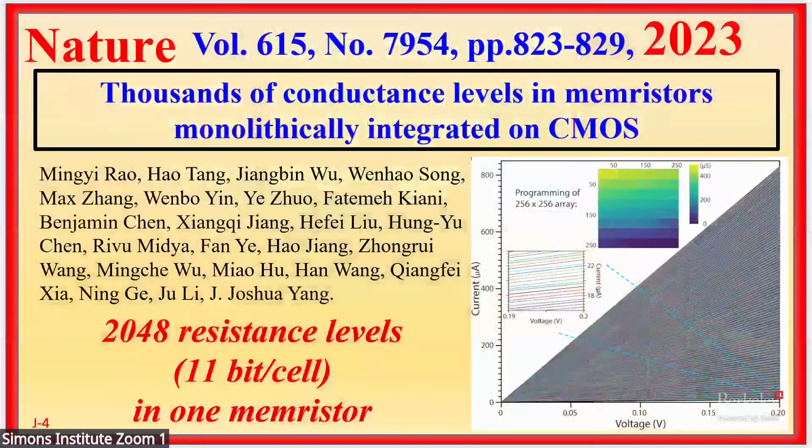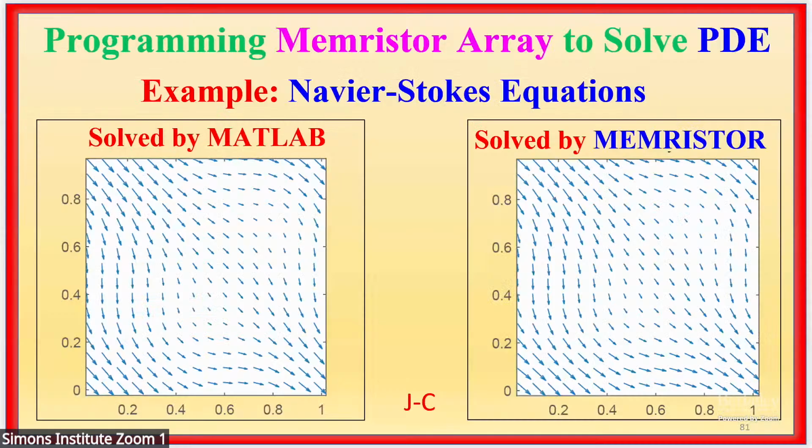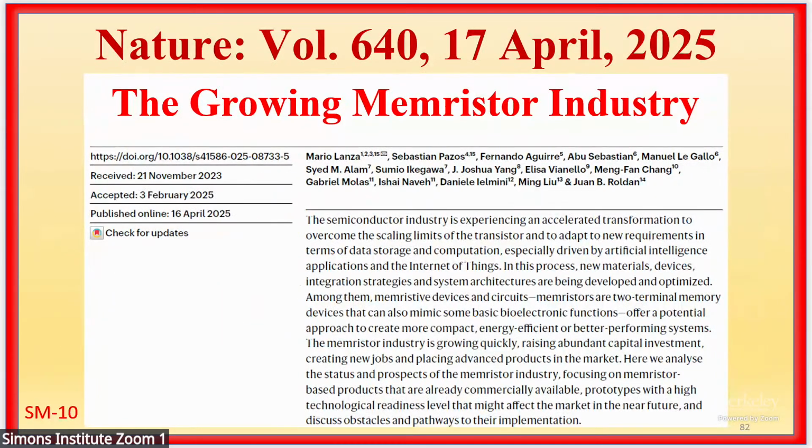2023 in Nature shows that the real memristor with thousands of conductors has been made, and there is this picture of a wafer that contains 1 billion memristors, and this can be used now. For example, you can use that to solve Navier-Stokes equation. Instead of solving it by MATLAB, you can see you get the same result in a fraction of the time.